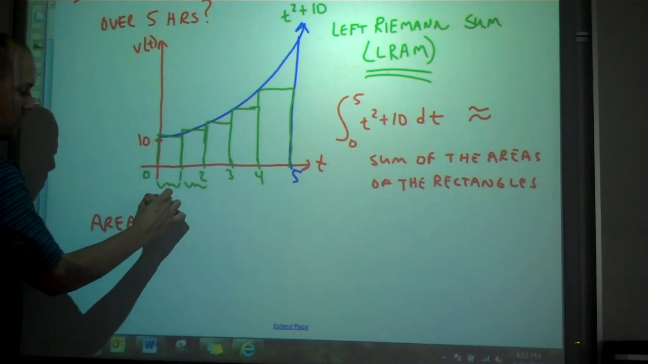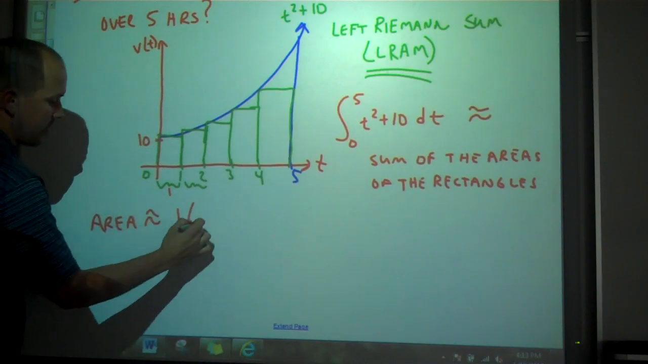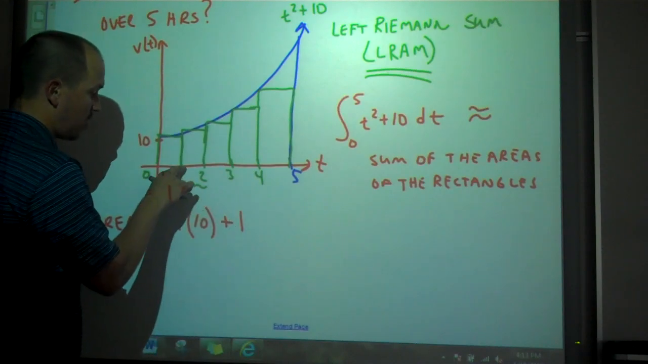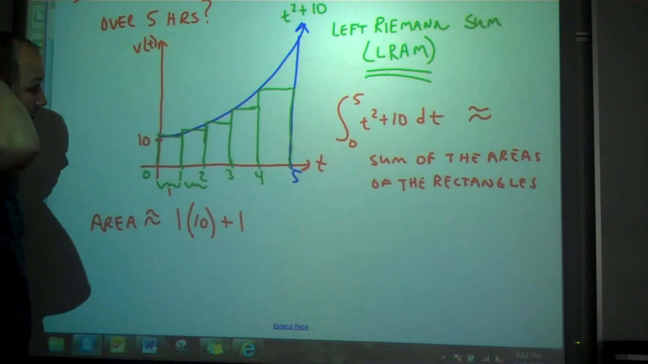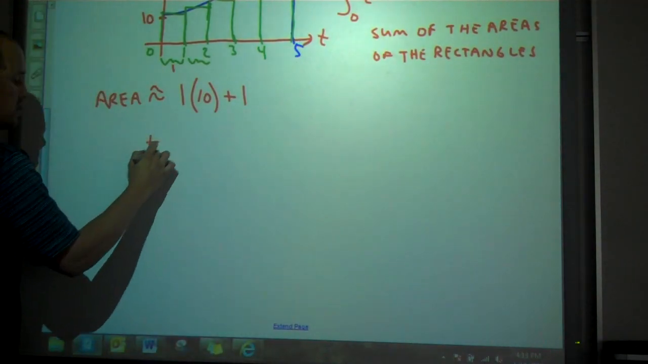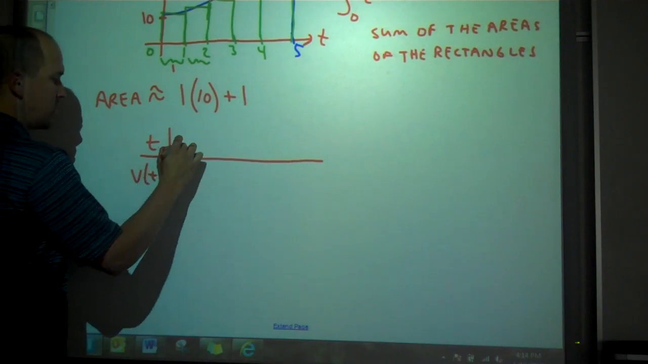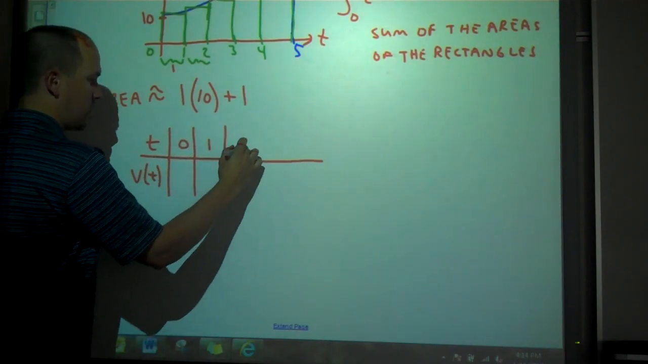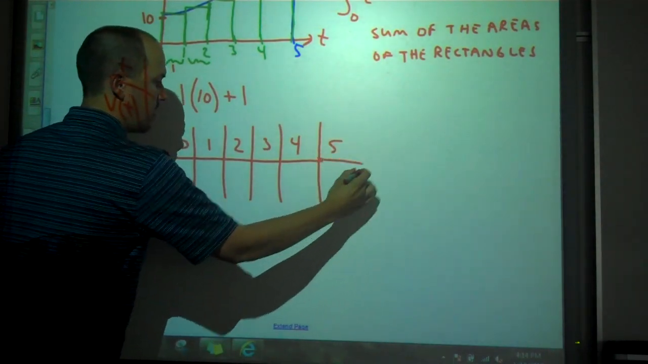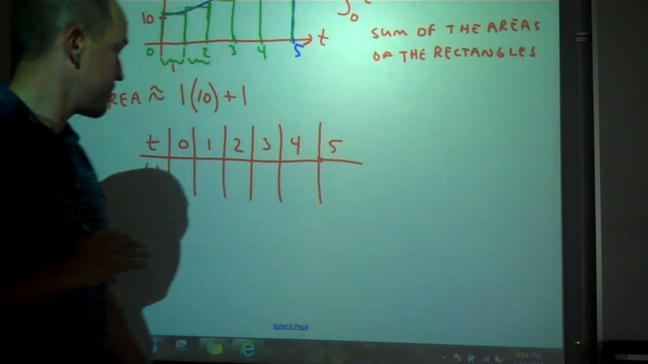So our first rectangle, the width is 1, and the height is 10. The second rectangle, the width is 1, the height, I don't know the height. Alright, let's do something real quick. Let's make a table. T goes 0, 1, 2, 3, 4, and 5. So let's go through and find the height of the function at each of those sub-intervals.